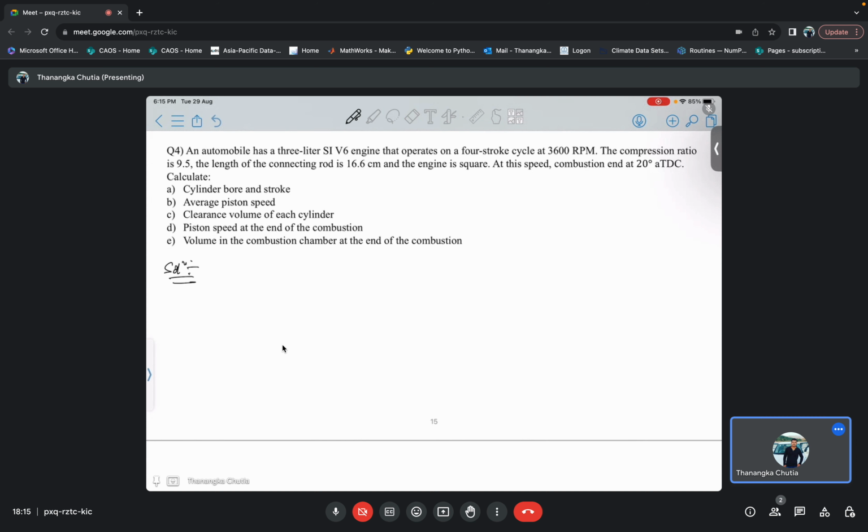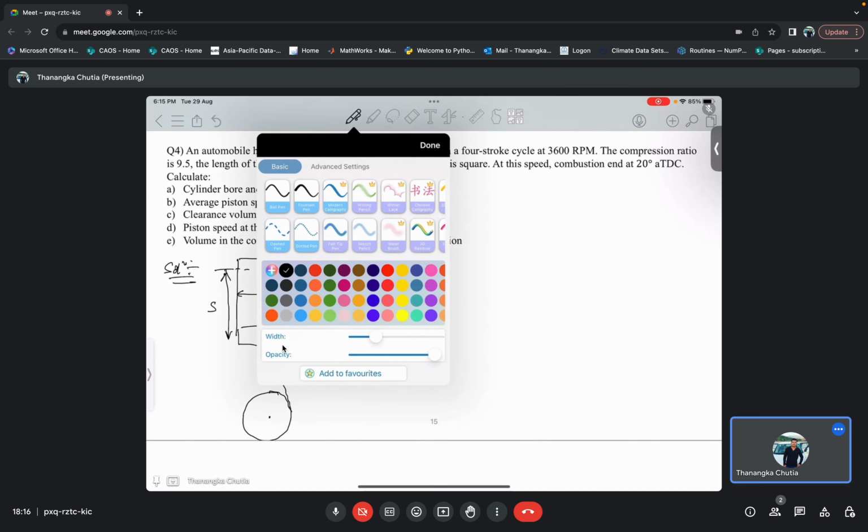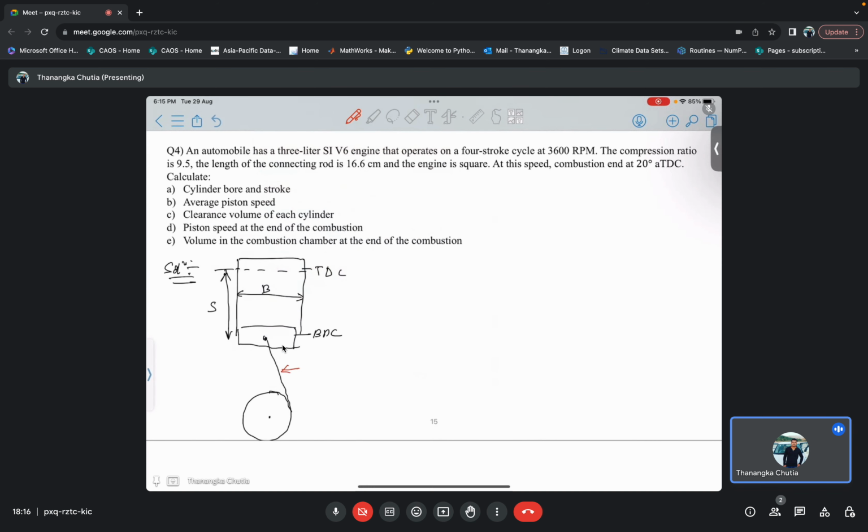Till now we know this part, that if this is a piston, this is my BDC, this is my TDC, and this is my bore, and this is my stroke, which I can sometimes call L. Now this piston basically runs through a crankshaft mechanism. If this is a crank, this and this are connected by the connecting rod. This is called your connecting rod.